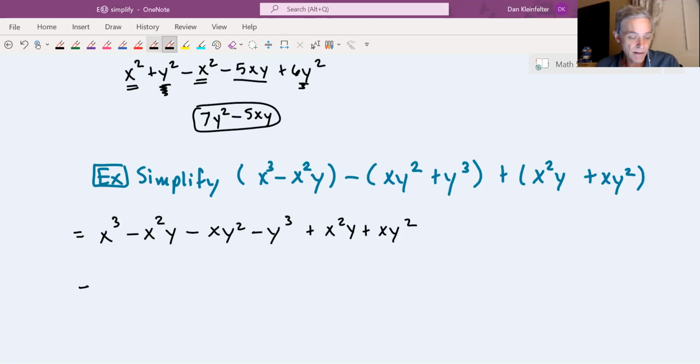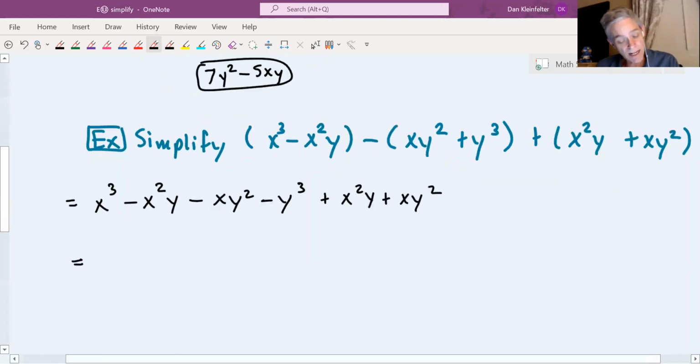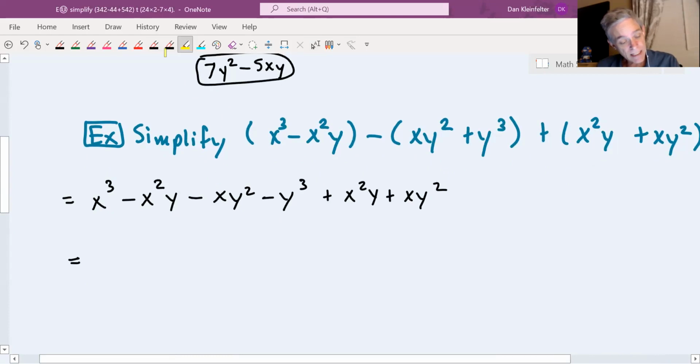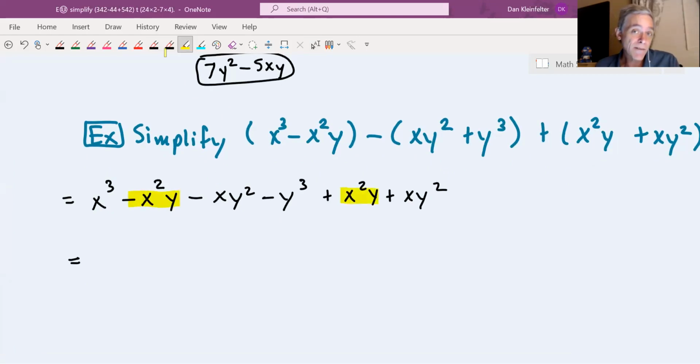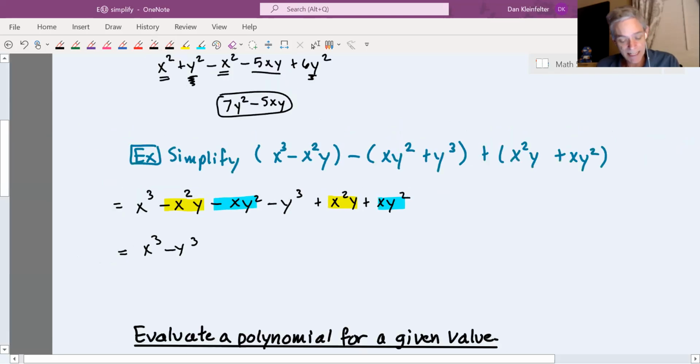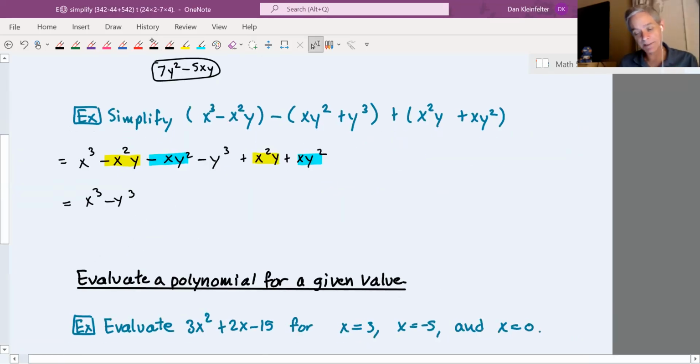Okay, so then here, looking for like terms, I can see that the minus x squared y and plus x squared y, those have the same degrees in the variables, but opposite coefficients. So those are going to add up to 0. And also, this is kind of neat, the xy squared and minus xy squared are present. And so those two both are gone. All that's left is x cubed minus y cubed. All right, so that's pretty satisfying when that happens.